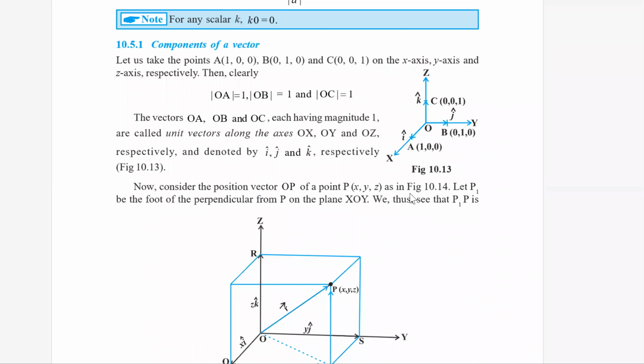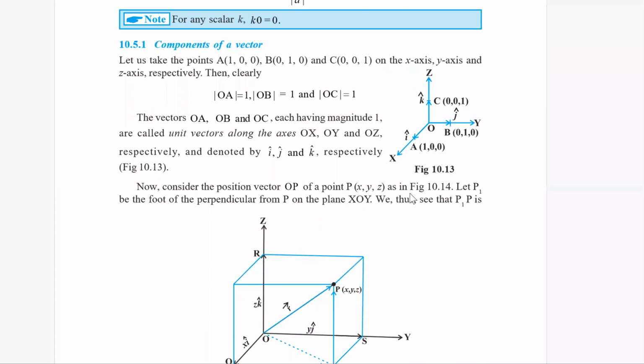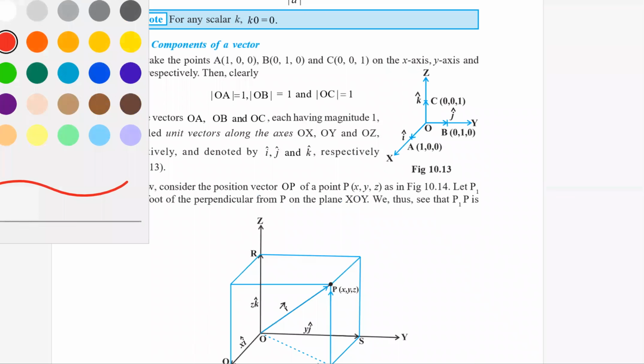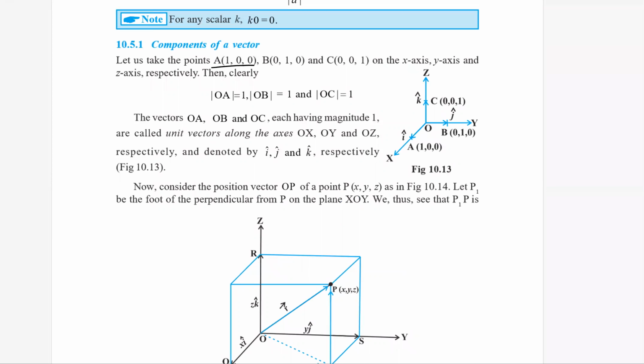So suppose there is a point A(1, 0, 0). That means it will be on the x-axis. Suppose these three axes are there: x-axis, y-axis and z-axis. It is at one unit distance on the x-axis, so this point will be (1, 0, 0). Similarly, at a unit distance on the y-axis, this point will be (0, 1, 0). And similarly on the z-axis, this will be (0, 0, 1).